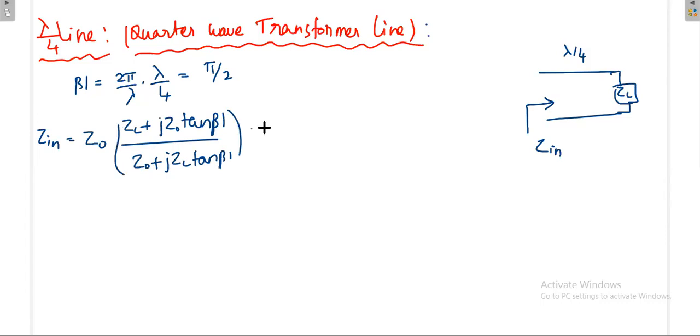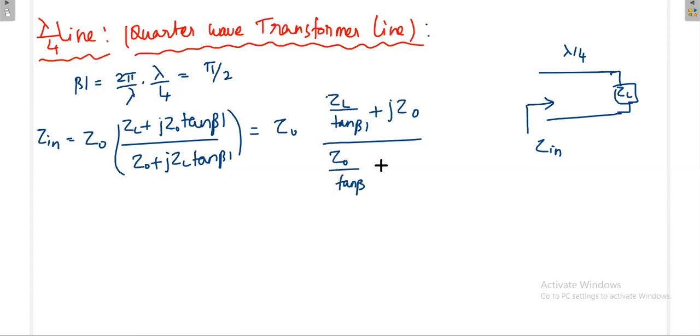Okay, now tan(π/2) divided by tan(π/2), infinite by infinite, that is not in a proper format. Then you just modify this equation. You divide both the numerator and denominator by tan βL. Once you do that, it comes ZL divided by tan βL plus jZ0, divided by Z0 divided by tan βL plus jZL.